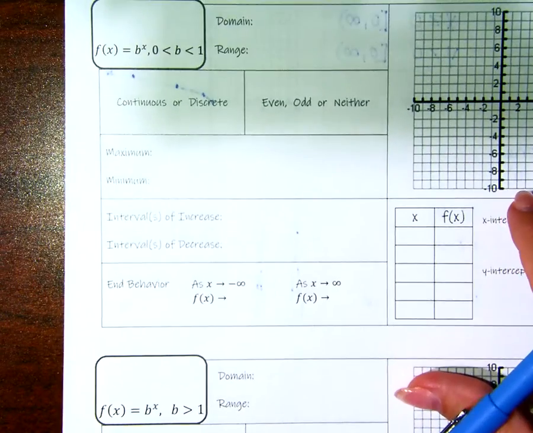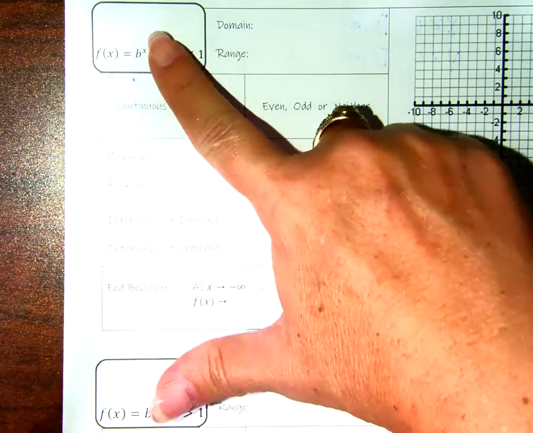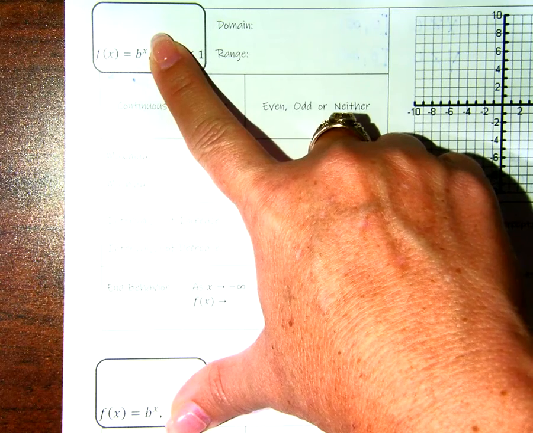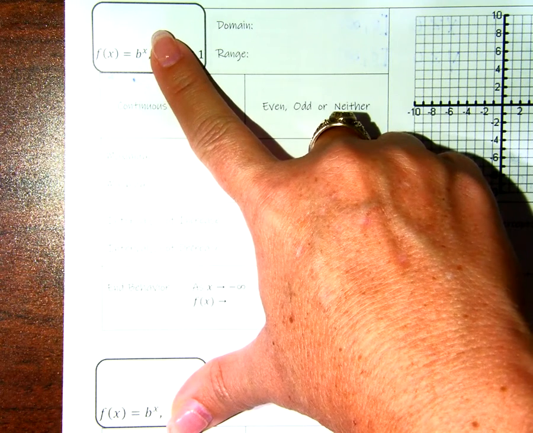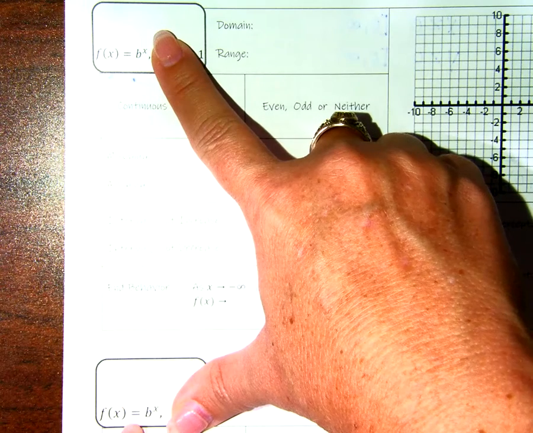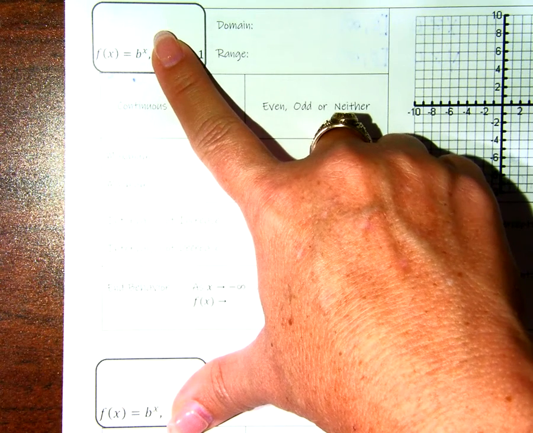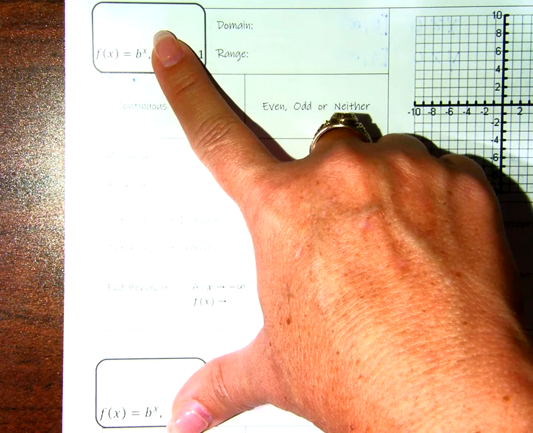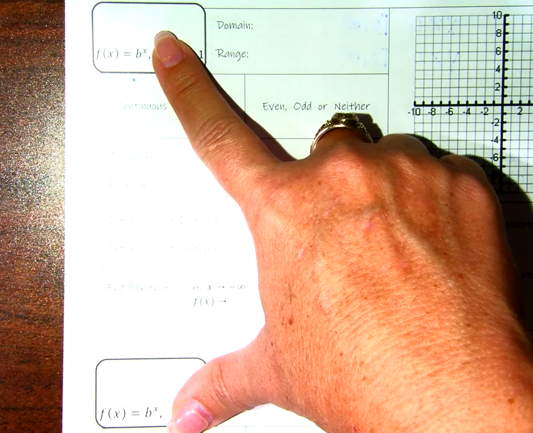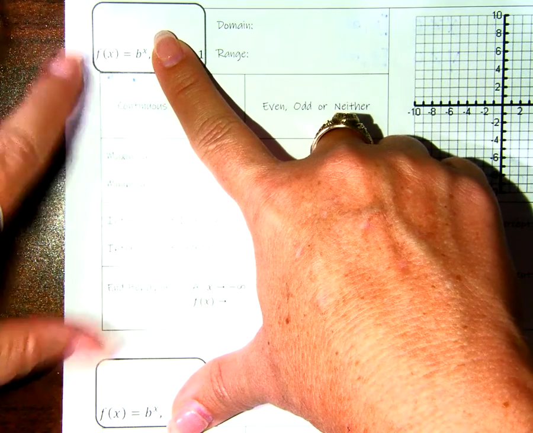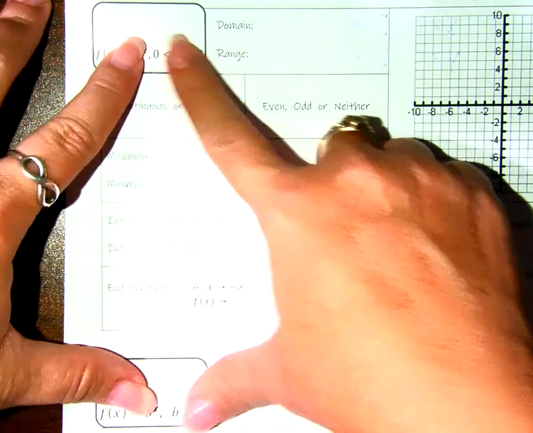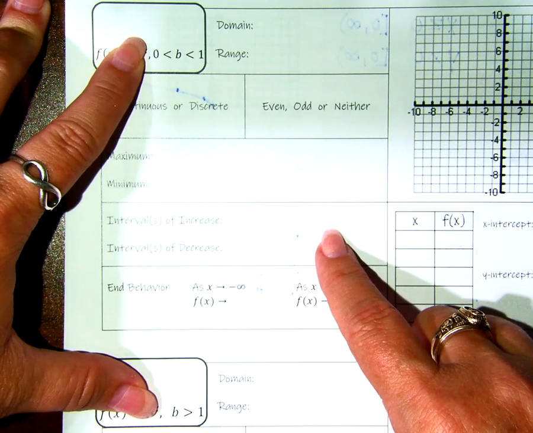Now, look up at the screen real quick. What do you notice about these two equations? Look at this equation right here, and look at this equation right here. They are the same. Okay? They are the same. Where is the variable? It's in the exponent. So what are these called? What kind of functions are they? Exponential.